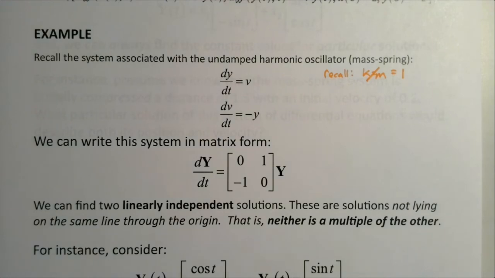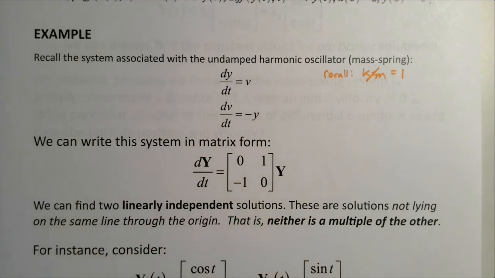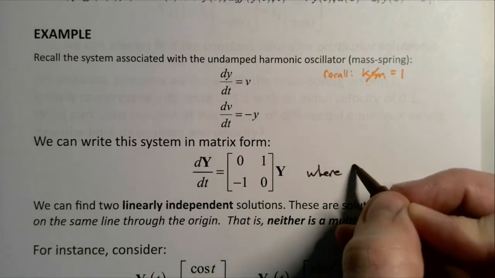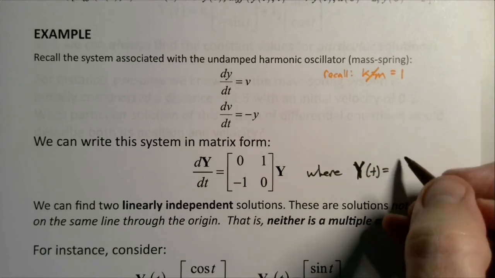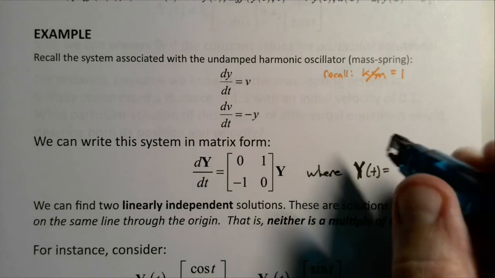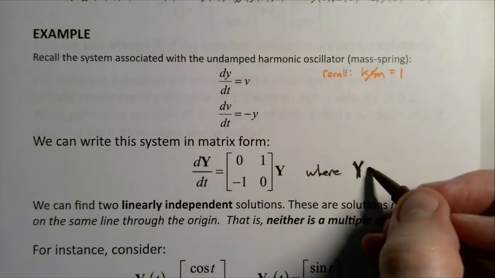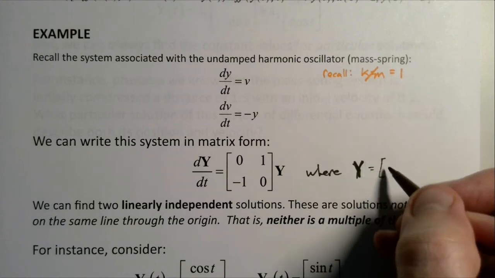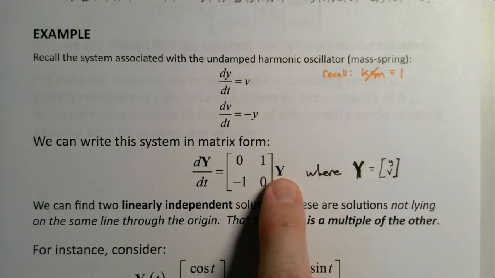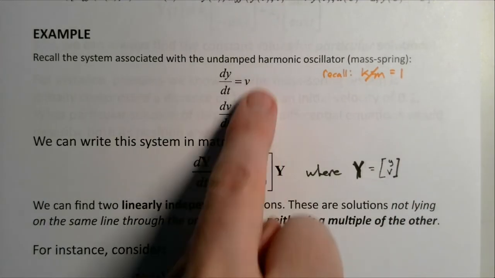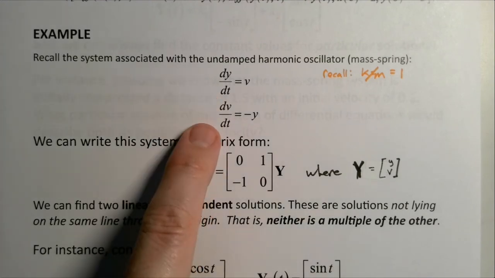And it turns out if you rewrite this in matrix form, the matrix form looks like this, where that y is just y, not y of t. Just that y is equal to the matrix y v. So that, if you substitute it in here, will give you your system of equations on the right-hand side. And if you substitute it over here, that'll give you dy dt and dv dt.